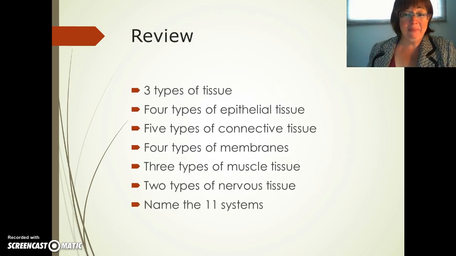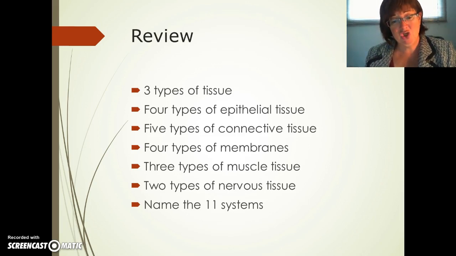So just a little wrap up for a review. There are 3 types of tissues. There's actually 4 types of tissues. There's 3 types of epithelial tissue, 5 types of connective, 4 types of membranes, 3 types of muscle, 2 types of nerves, and then there are the 11 systems.